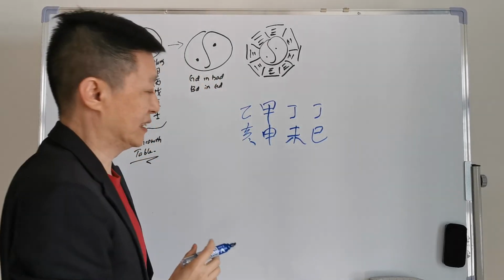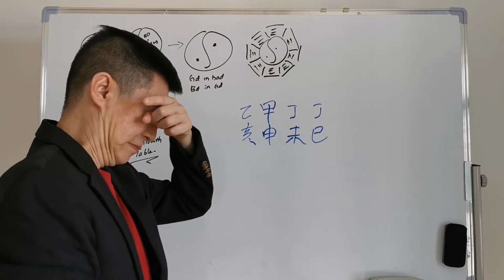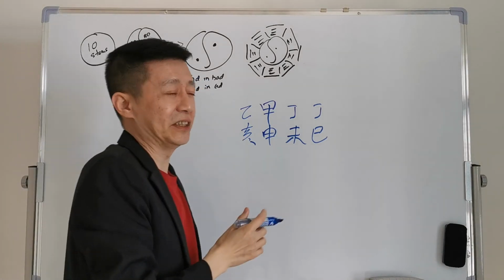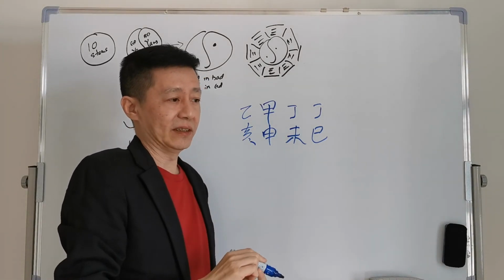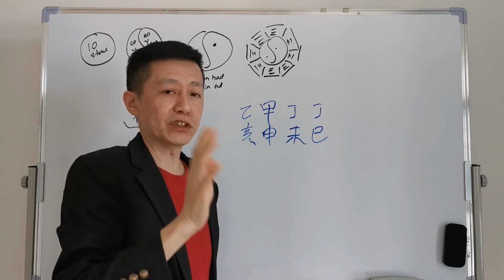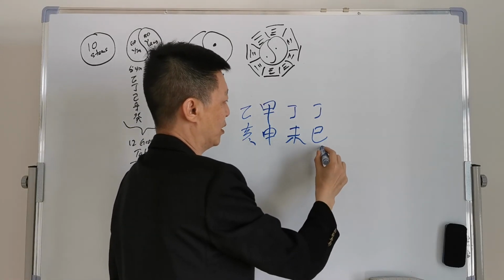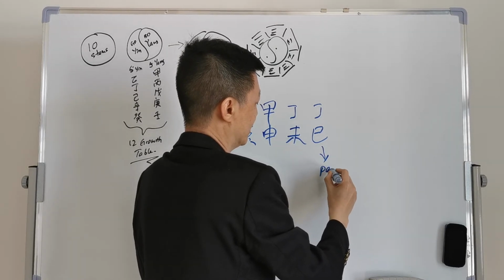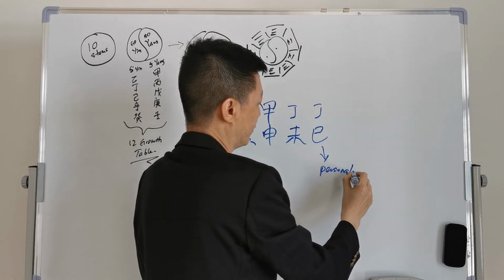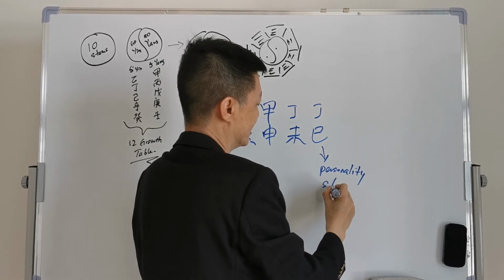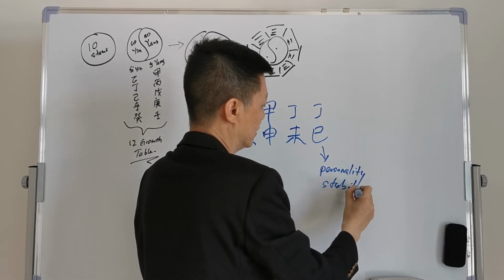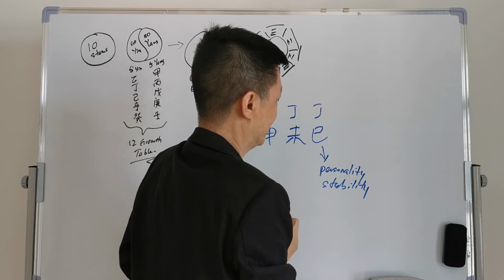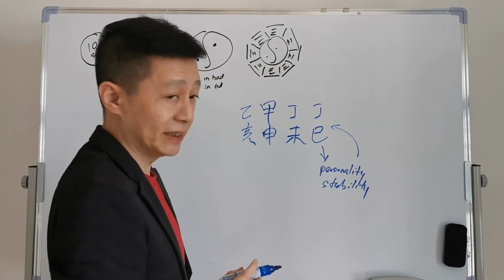Okay, this is a 八字. What other thing can you change in a 八字? Okay, there are four things you can change. Number one is the so-called personality, and stability. You can change it by changing the year.